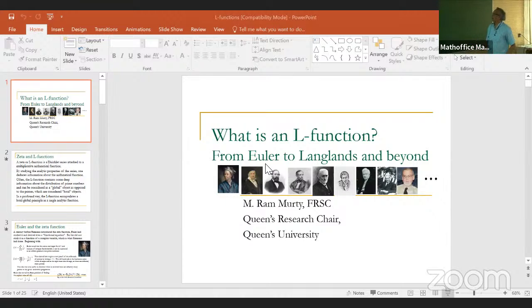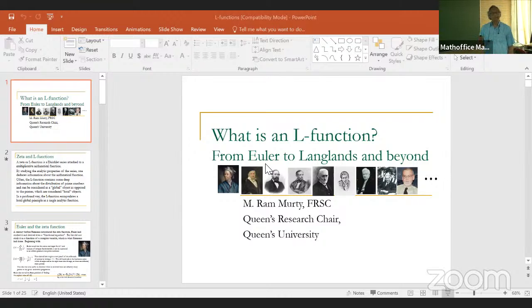So let's talk about zeta and L functions. A zeta or L function is a Dirichlet series attached to a multiplicative arithmetical function. So two words that are key in this sentence: Dirichlet series and multiplicative. By studying the analytic properties of the series, one deduces information about the function.